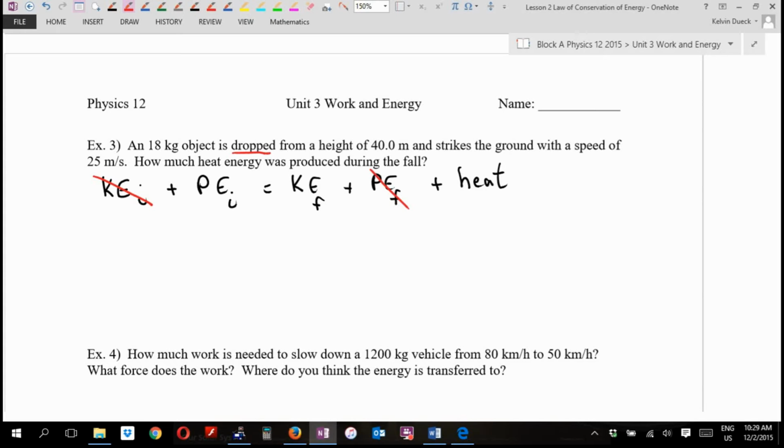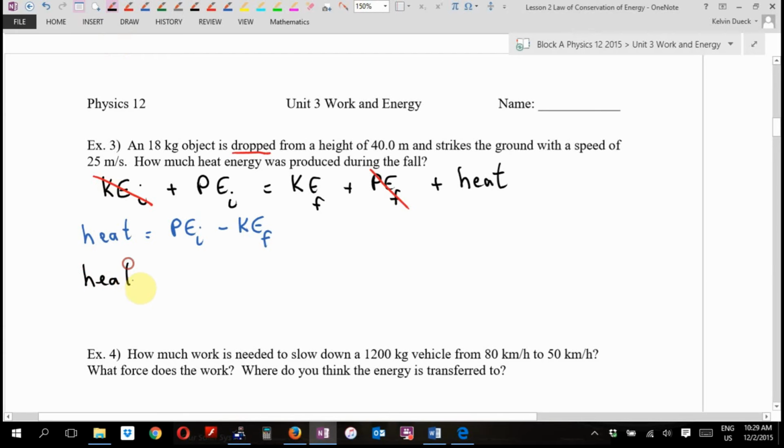What am I trying to find? How would I get the heat by itself? Okay. So I'm going to write the heat first. Heat equals, I guess, potential initial minus kinetic final. Heat equals mgh initial minus a half mv final squared.